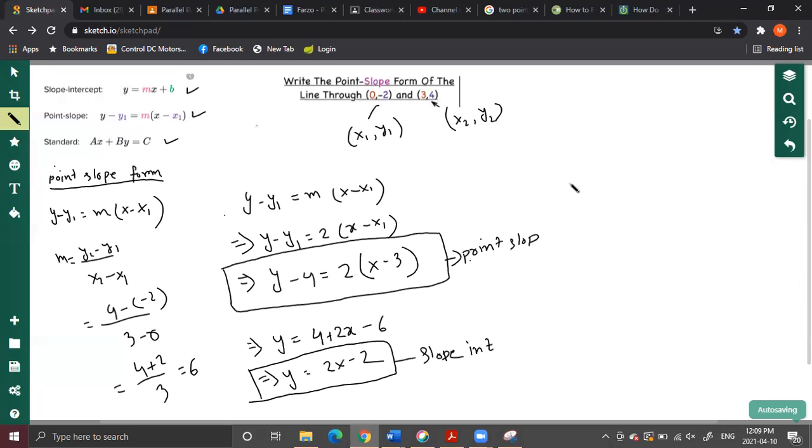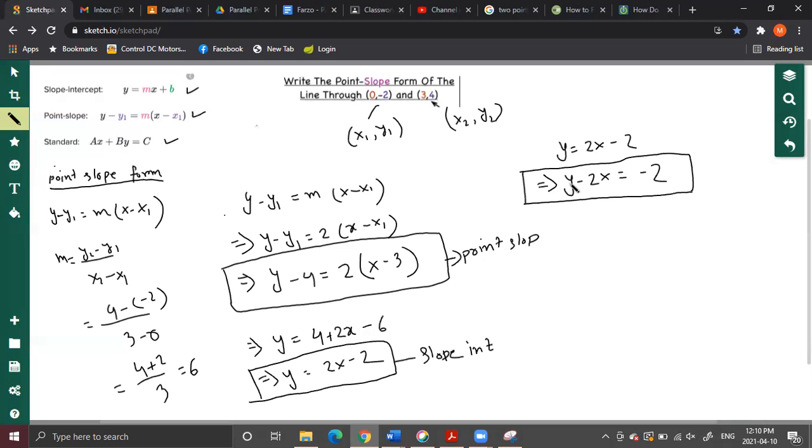Okay, and the last one we'll do is standard form. So we'll take this equation y equal to 2x minus 2. In standard form, we keep all the x's and y's on one side, and we put the number on the other side. So the standard form will look like this. It's just rearranging. There is no change. Exact same thing. It's just rewriting into different formats. 2x minus y is equal to 2. So this is standard form.